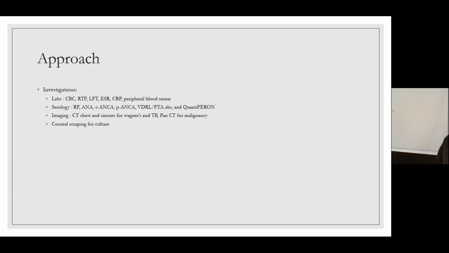For investigations, you should first start by doing systemic labs, including CBC, RFT, LFTs, peripheral blood smears, and serology, as we did in our case. And for imaging, CT chest is important, as it excludes both TB and Wegener's, and you should have a CT for the sinuses. And corneal scraping for culture, as local infection is one of the main causes, or this is one of the main differentials.